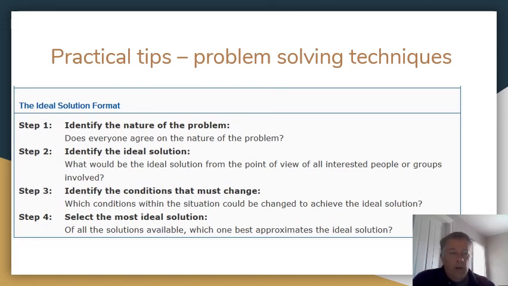Step 1, identify the nature of the problem. Does everyone agree on the nature of the problem? Step 2, identify the ideal solution. What would be the ideal solution from the point of view of all interested people or groups involved? Step 3, identify the conditions that must change. Which conditions within the situation could be changed to achieve an ideal solution? And step 4, select the most ideal solution. Of all the solutions available, which one best approximates the ideal solution?